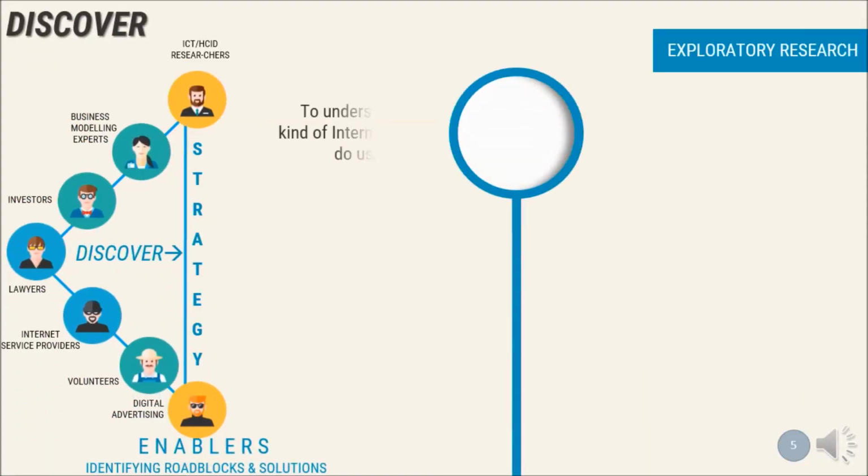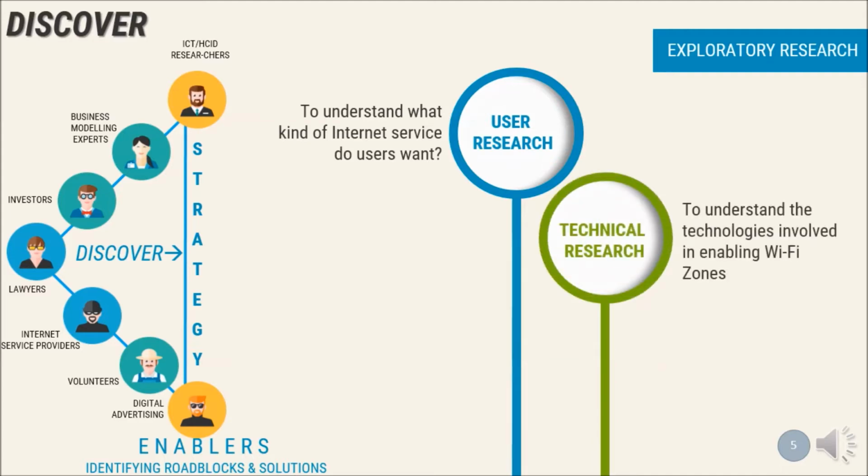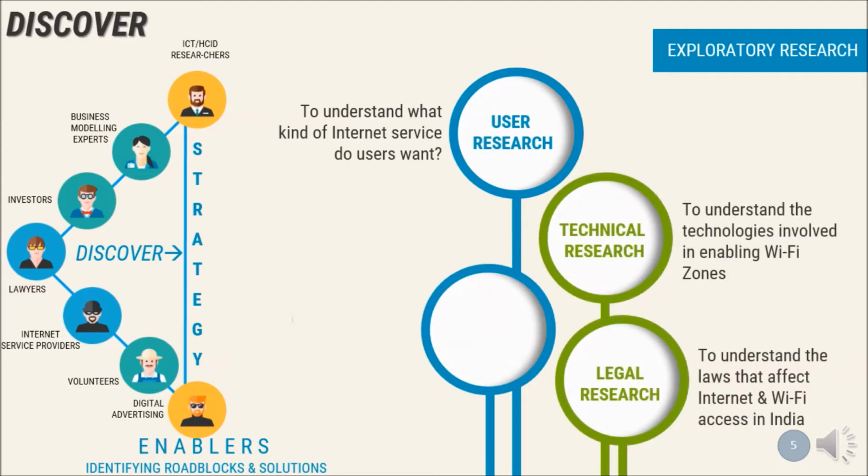In the first stage, an exploratory research was conducted as a part of the discovery process with the help of ICTD researchers, business modeling experts, lawyers, investors, internet service providers, digital advertising experts, and other volunteers. By conducting a user research, we got an idea of what kind of internet do users want. By conducting a technical research, we understood various network architecture styles involved in enabling Wi-Fi zones. By conducting a market research, we understood the cost involved to enable free internet access for users and how these costs could be effectively shifted to advertisers instead of end users.